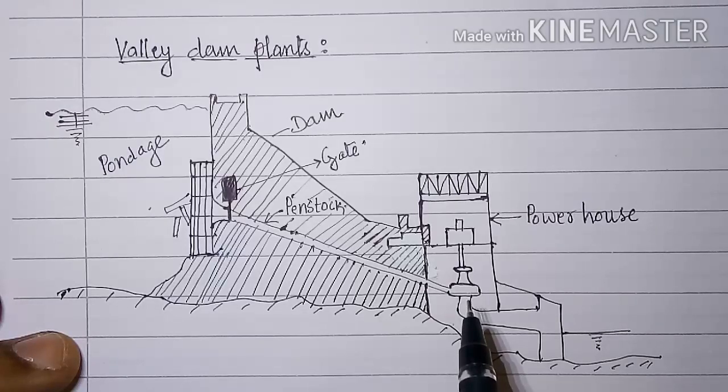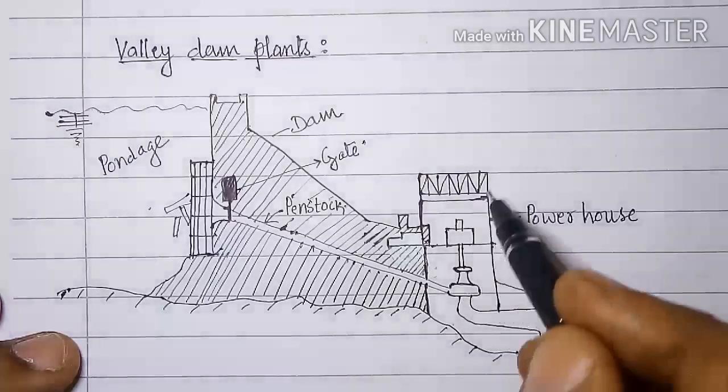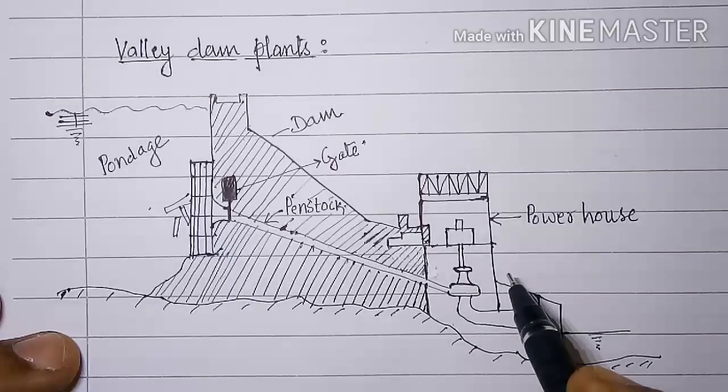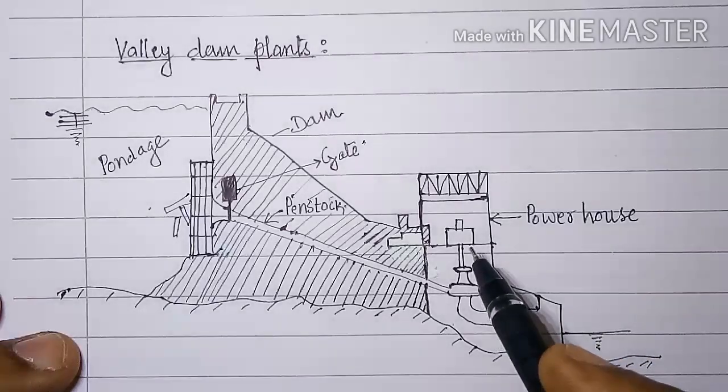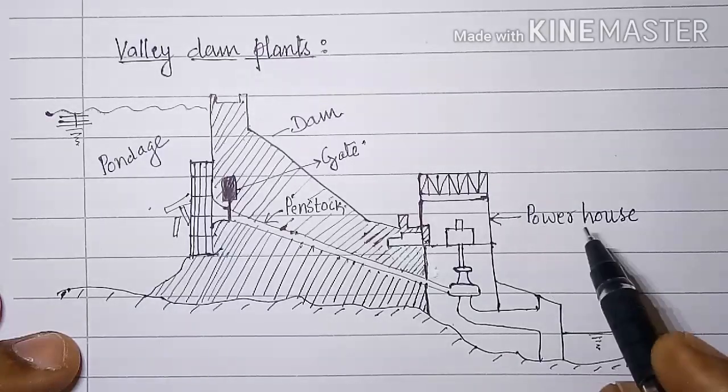The constructional part in which there is a turbine and generator is called the powerhouse.